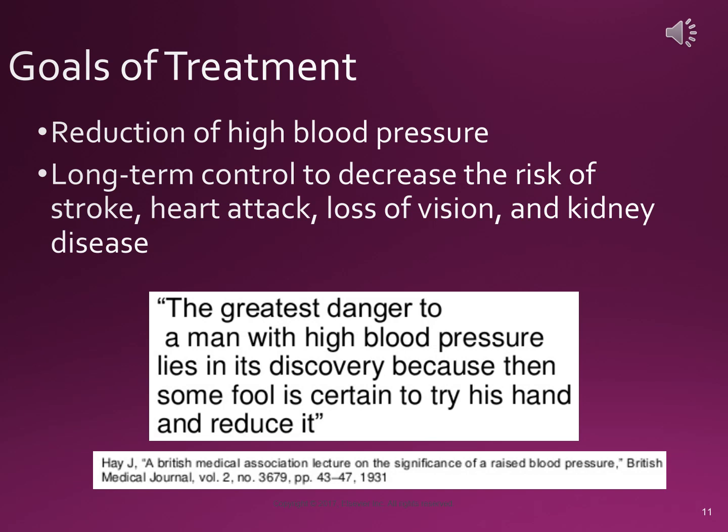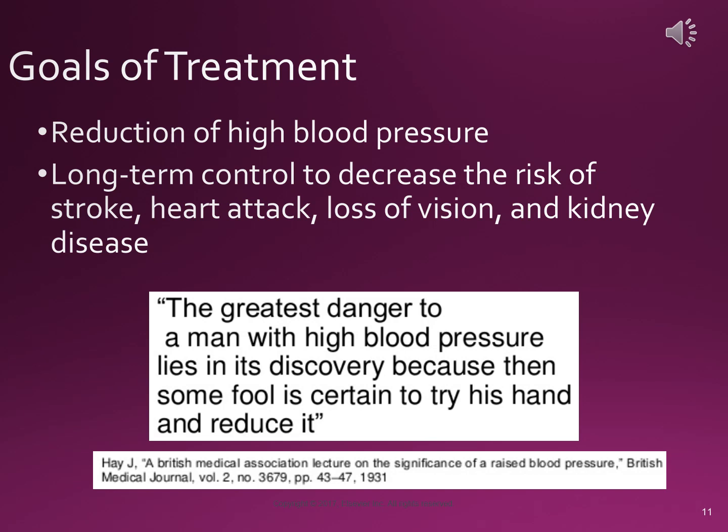This quote here I found when I was doing some research for this lecture at one time, and I just loved it. It's from a British medical journal in 1931. The greatest danger to man with high blood pressure is its discovery, because then some fool is going to try his hand and reduce it.